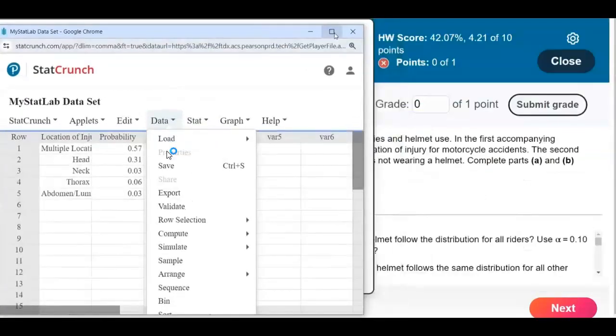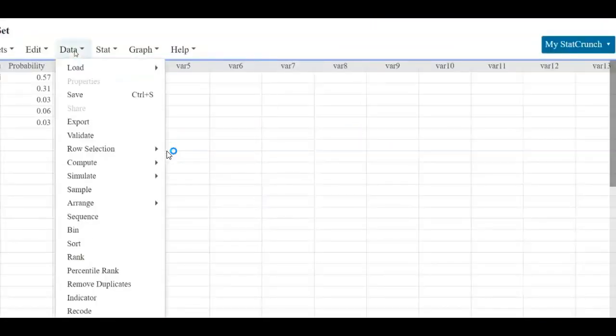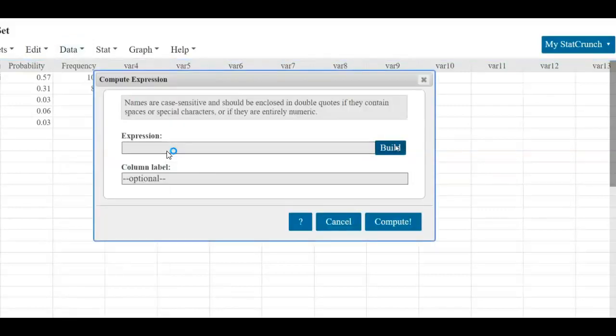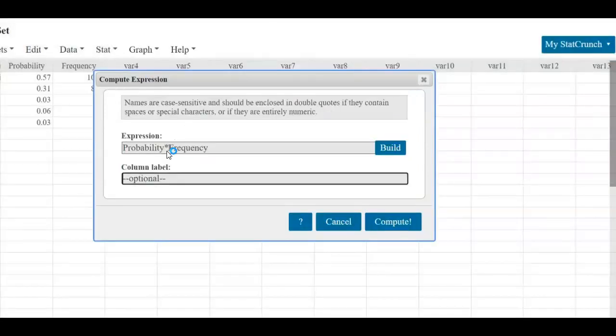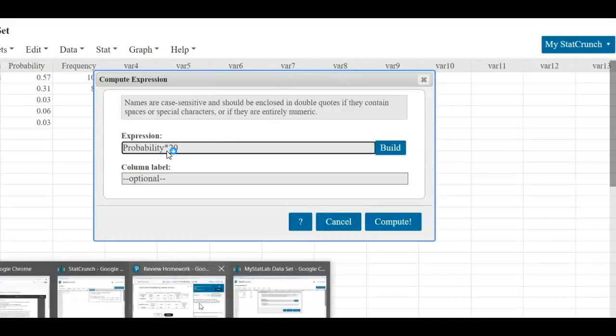I haven't done these calculations since the very beginning of the semester now. Compute expression. So we're going to do probability times frequency. Oh, actually, that's not right. This is what a lot of people do wrong when they do this problem. It's actually the probability times n, the total number of people in our sample, which is 2,073 people. And what we're trying to figure out is if our expected counts match what these counts are here.